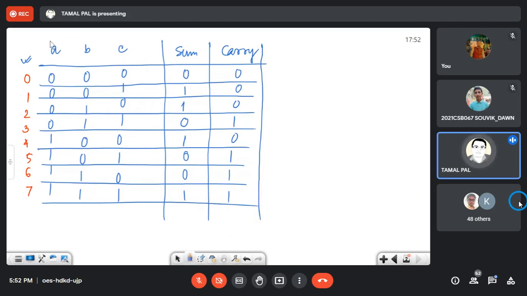If you don't have any doubt, then we will go for logic synthesis. Any problem with the table? Please check it. Any entry that you haven't understood or anything?